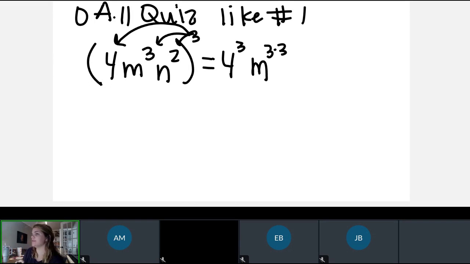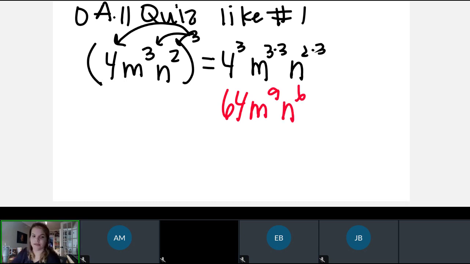When we are raising exponents to a power, so an exponent raised to an exponent, you're going to multiply those exponents. Okay, I wrote it out long ways so you can see exactly what I'm doing. Be careful because 4 to the 3rd is not the same as 4 times 3. Okay, 4 to the 3rd is 4 times 4 times 4. So that's going to be 64. M to the 9th, N to the 6th.